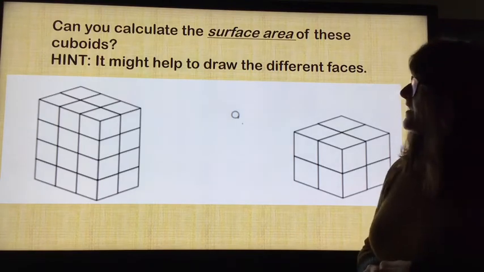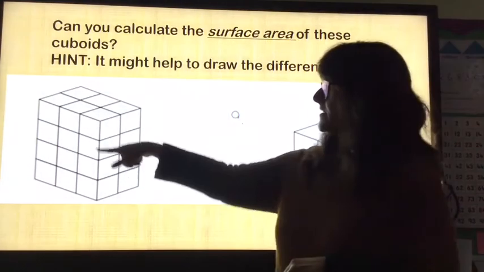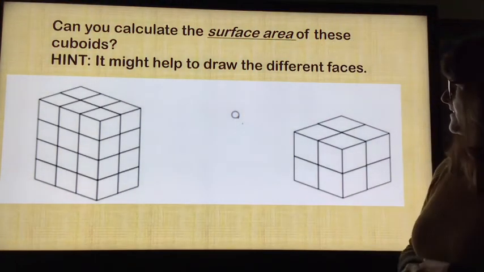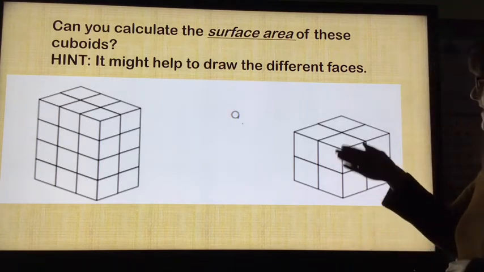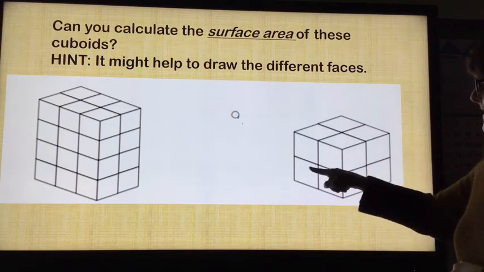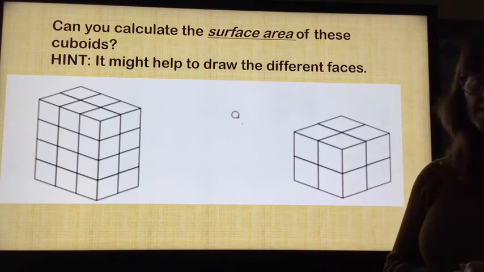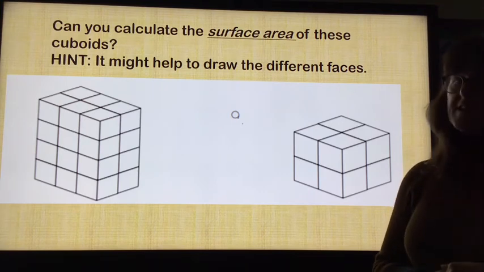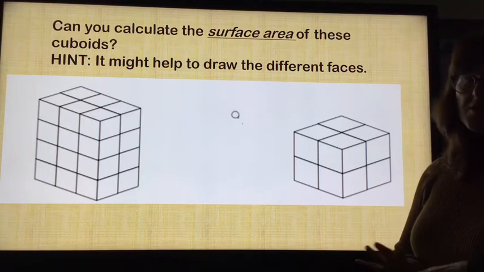Can you work out the surface area of these cuboids here? Got one that side and one that side. See if you can visualise what each of the 6 faces would look like and how many square centimetres each one would be. It might help if you were able to draw the net of these shapes. Off you go, stop the video.